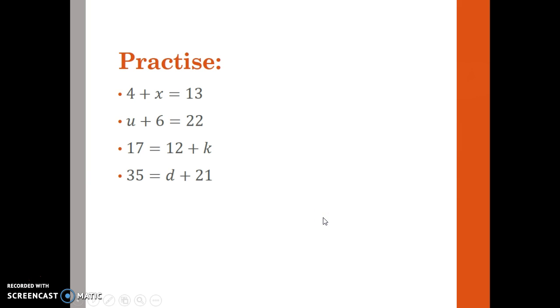I recommend you pause the video now and practice these 4. See if you can figure out the values of the 4 variables in here.